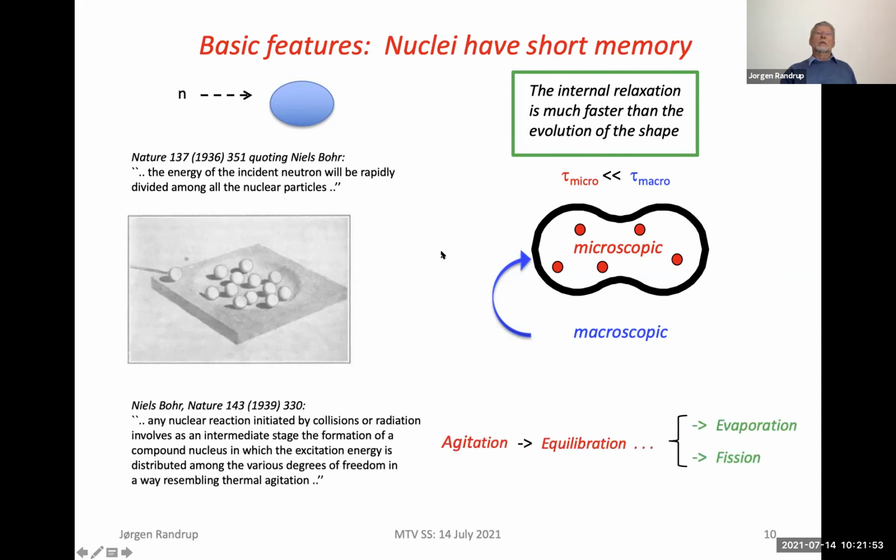Niels Bohr, when fission was discovered 3 years later, took it up again and said it's like a sequential process. First we agitate the nucleus, and then it quickly equilibrates, and then months later something happens. For example, in those early days, evaporation of a neutron or fission. So we have this kind of sequential character.